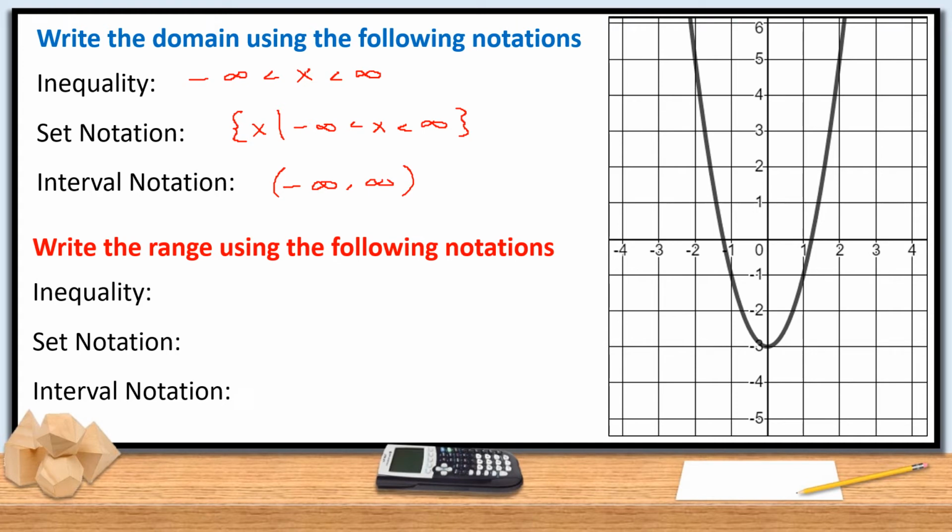Range, now the range is the one that's a little different because it has a lowest value. So minus 3 is our lowest value, and then it goes up forever. So minus 3, is it part of the graph? So is there a point at minus 3? And yes, there is. The vertex is at minus 3.